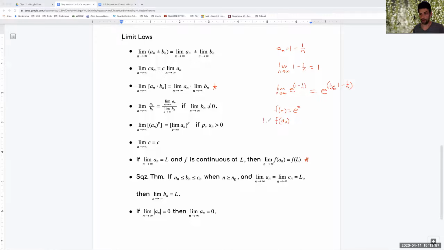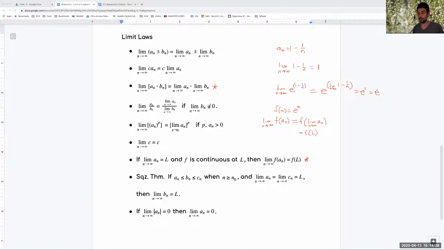Right, so let's put it in the language of our theorem. The limit as n goes to infinity of f of a sub n is equal to f of the limit as n goes to infinity of a sub n, which is equal to f of whatever that limit happens to be. That's what our theorem says. Well, what does our limit happen to be? We just determined this. The limit is 1. So this is just e.